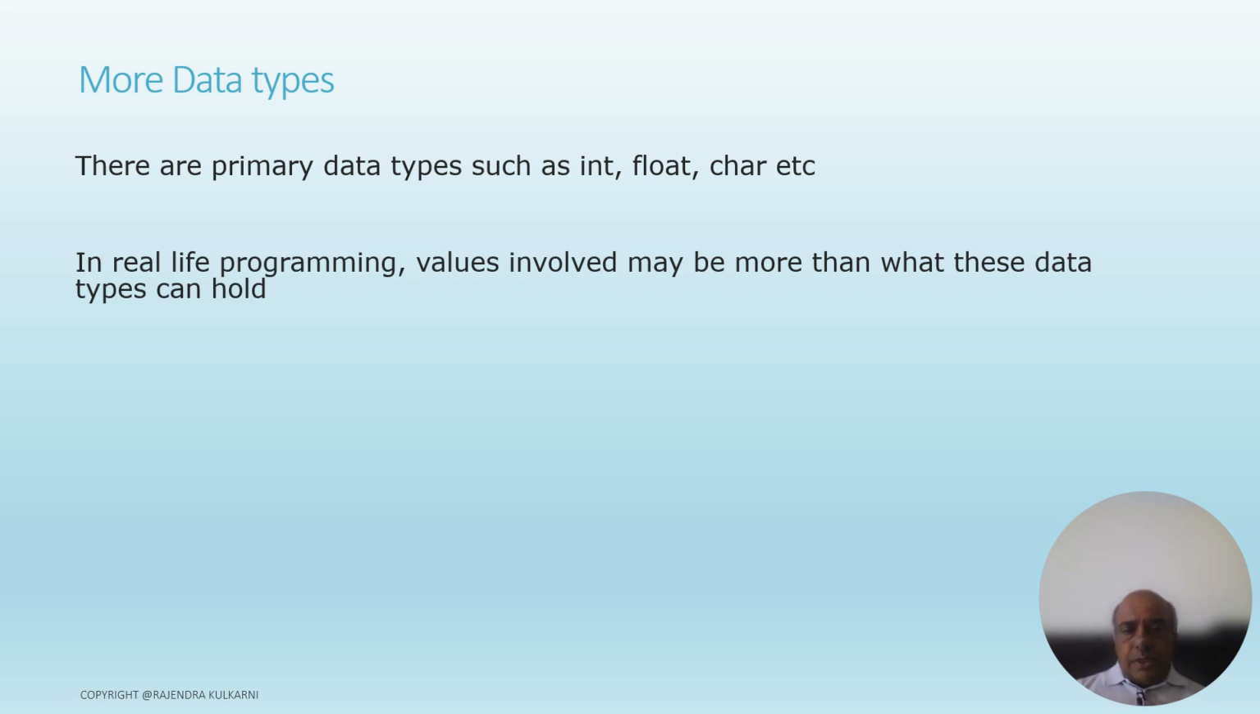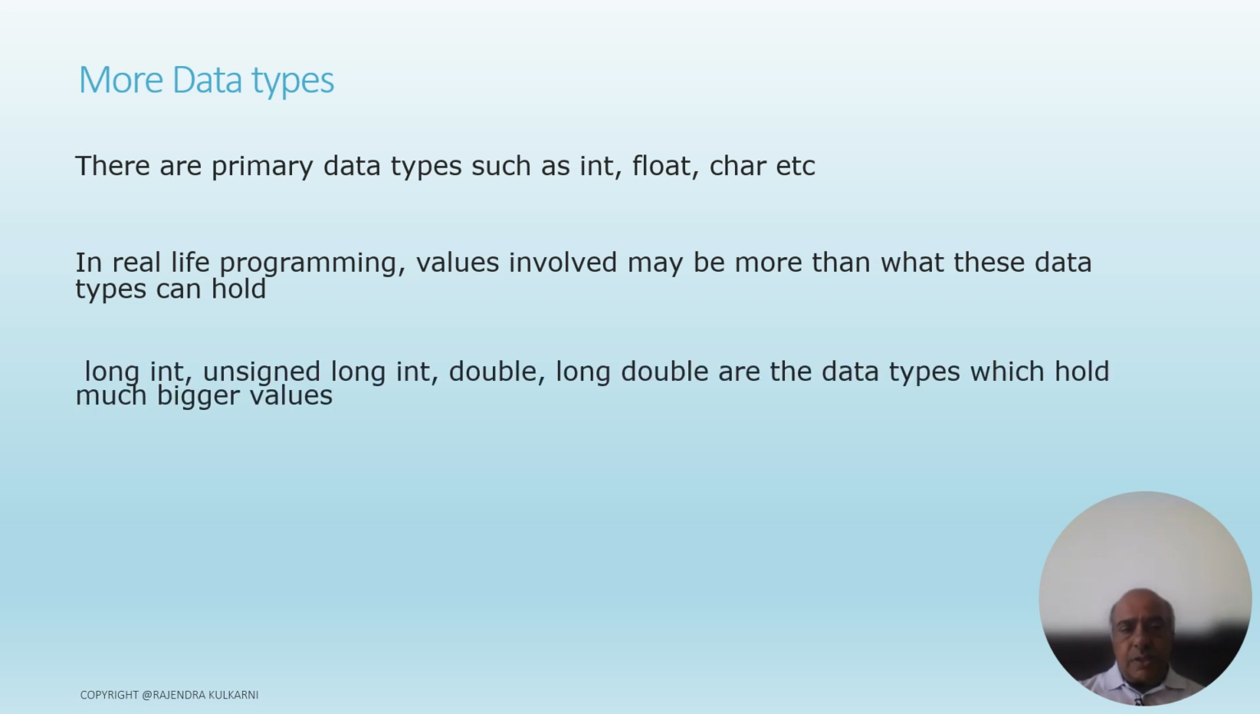In real life programming, the values involved may be much more than what primary data types can hold. We know int has a limitation. An int variable cannot hold more than 32768. When our program wants to handle values which are more than this, we need some other kind of variable.